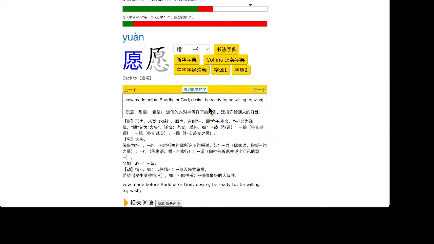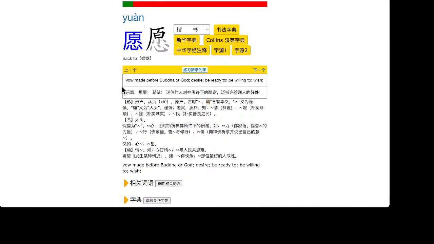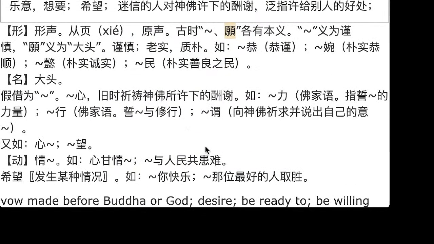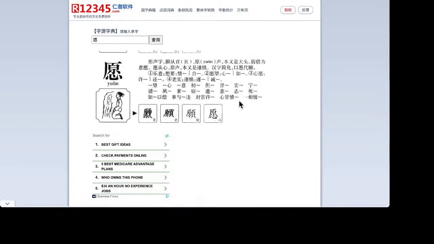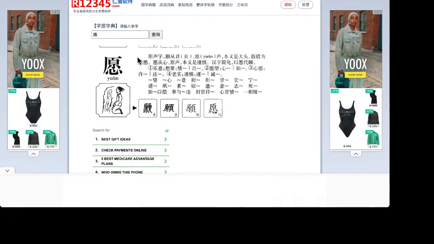Okay, and then another meaning of this thing is it's a vow made before Buddha or God. So it's your vow before God, basically, because it's yuan. Now let's take a look at this character. So you can make sense of it this way.